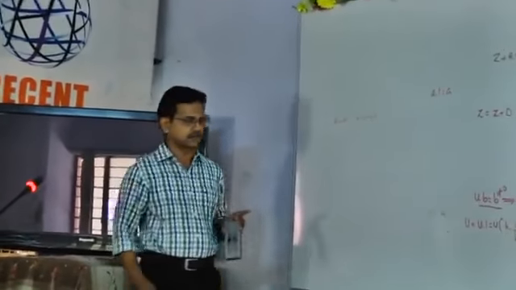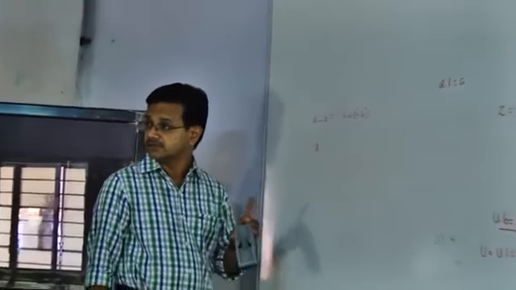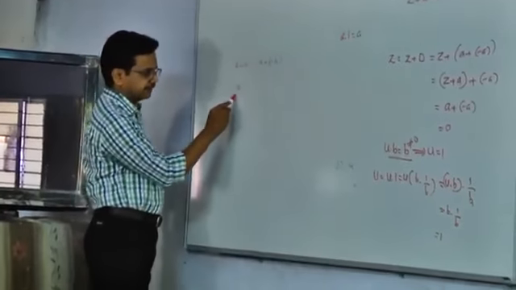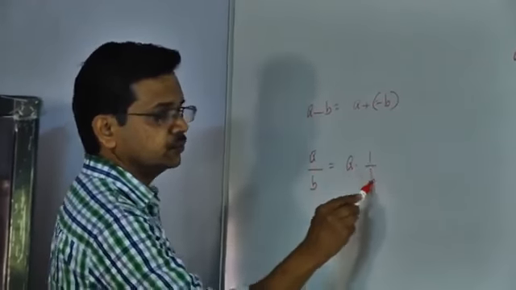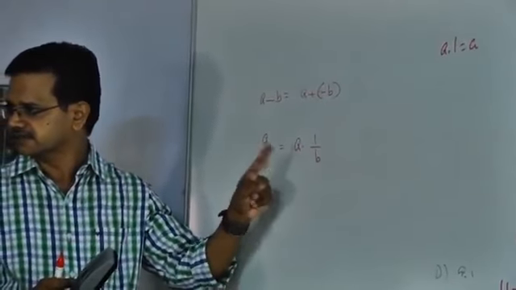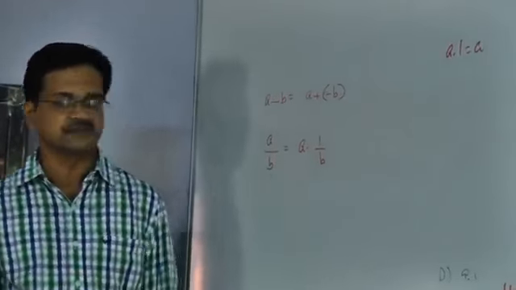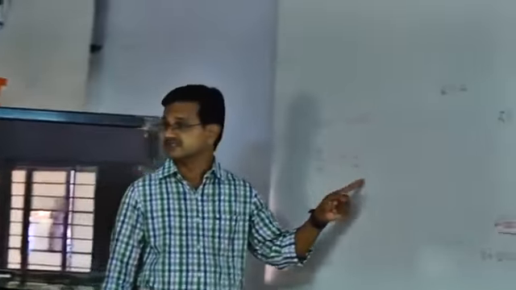Subtraction, we can convert it into addition. Similarly, suppose a and b are two real numbers and b is not equal to 0. Then a by b is defined as a into 1 by b. If b is non-zero, 1 by b is a real number. So a by b is defined as a dot 1 by b. So totally we have defined 4 operations in R.